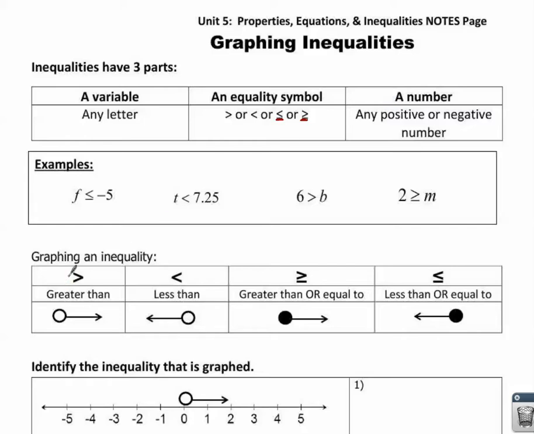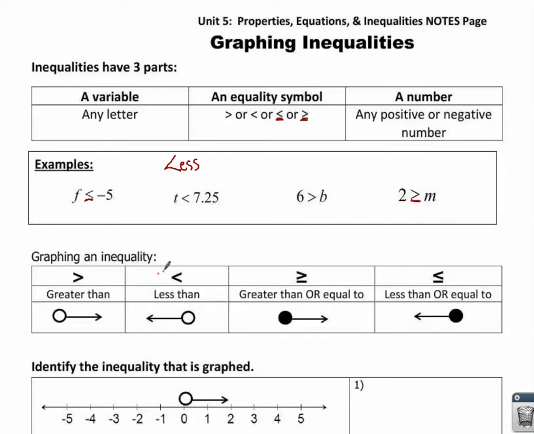So let's look at a few examples. F is less than or equal to -5. T is less than 7.25, or 7 and 25 hundredths. I remember less because it looks like an L. 6 is greater than B. Always read left to right. Do not flip the inequality. 2 is greater than or equal to M.